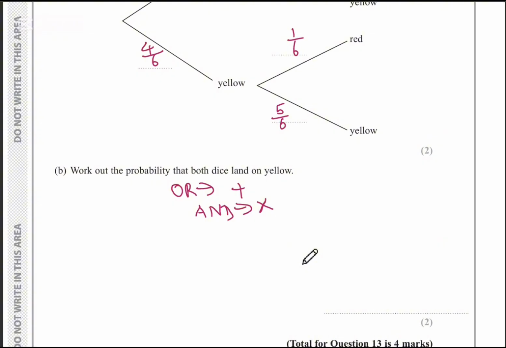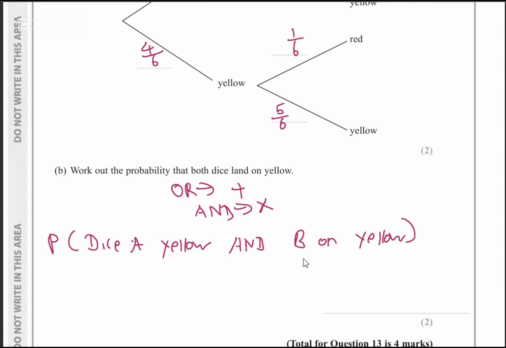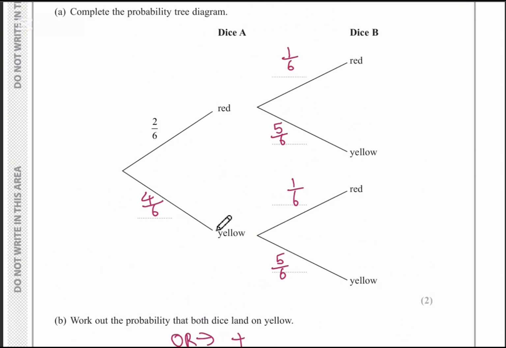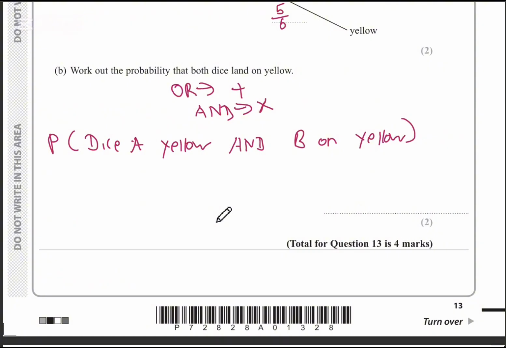So what I would say is probability of dice A yellow and, I'll be using and, B on yellow, right? So and means multiply. The probability of it landing on yellow in A would be 4 over 6. So my answer would be 4 over 6, which is this probability of landing in yellow, and probability of B. And means I put multiply. Probability of B on yellow is 5 over 6, as you can see here.